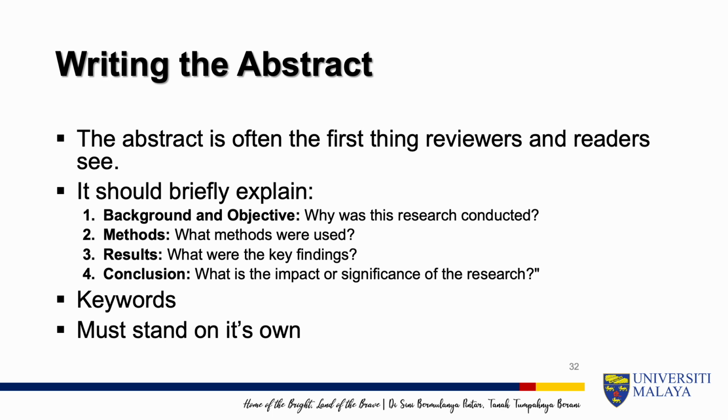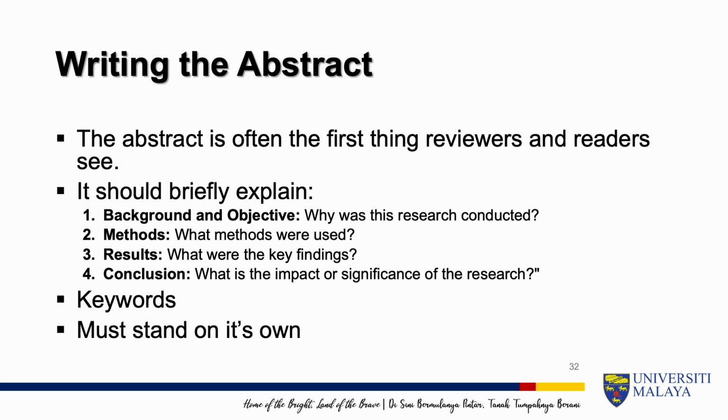The abstract is often the first thing the reviewers and readers see, isn't it? When an article is there in a journal, the first thing is the abstract. So it should briefly state the background and objective, and you must answer why this research was conducted. Then you should write the methodology used and describe the results of your study.